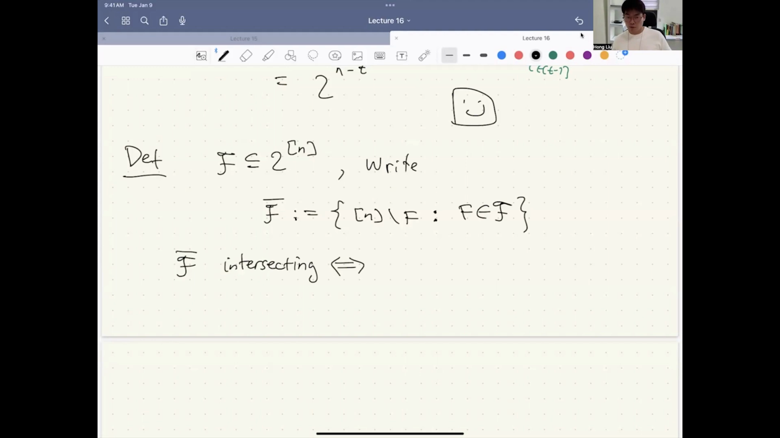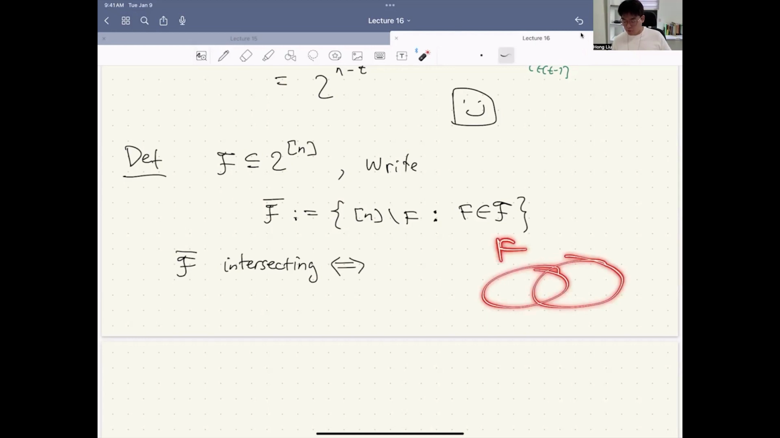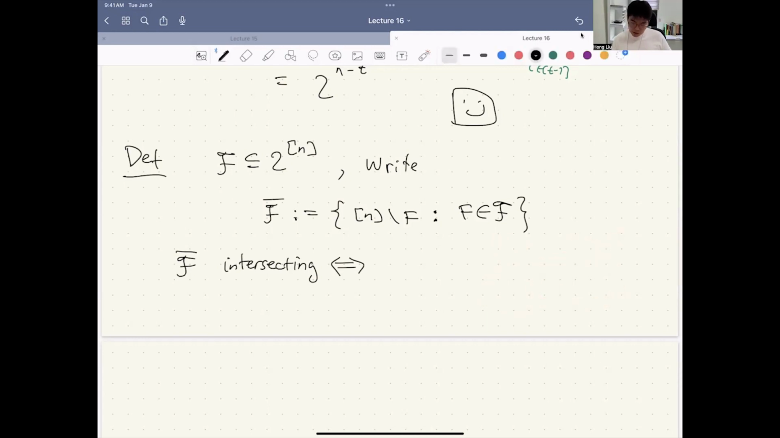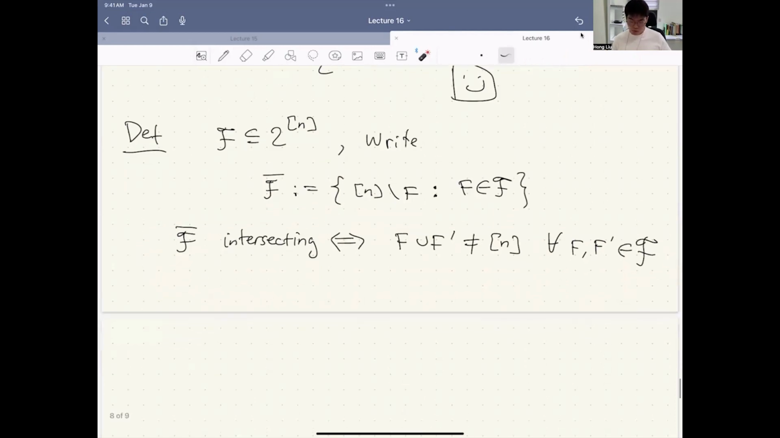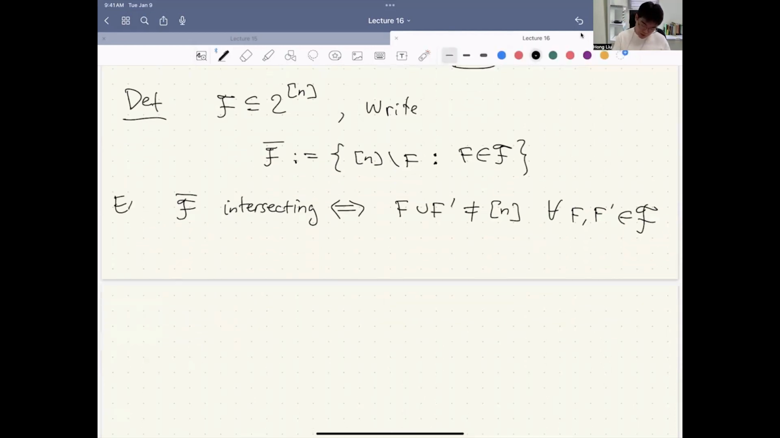I'll leave it for you to think about it. Just draw some Venn diagram. Intersecting means F union F prime is not the whole set for any F prime in the original family F. These two are the same statements. Okay, prove it yourself. Simple exercise.